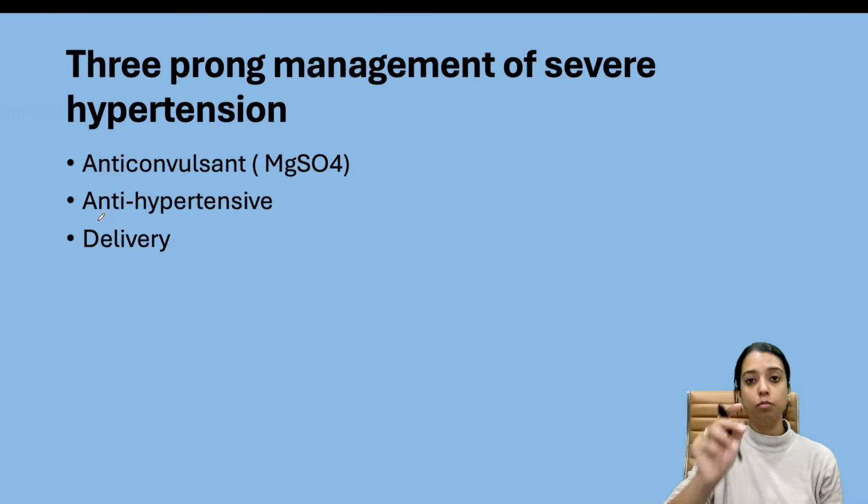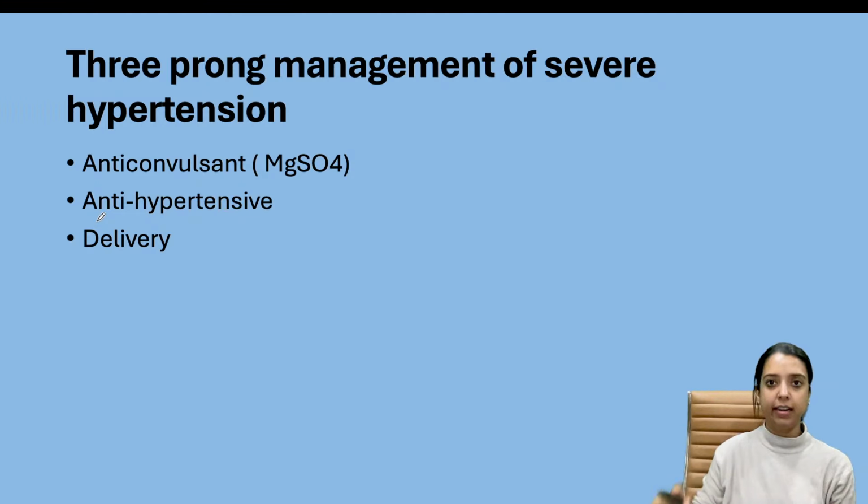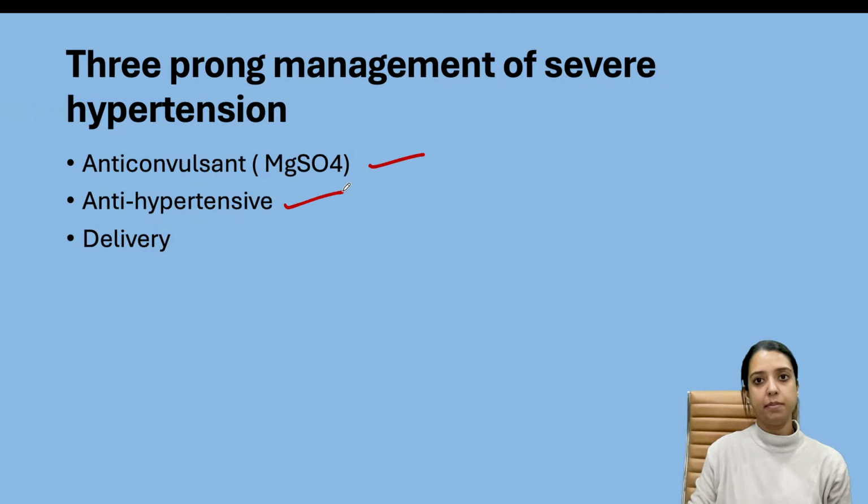If I talk about severe hypertension, do I know what is severe hypertension? I know, but management is different. In severe hypertension, I don't need just antihypertensive. I need three things. I need to give Maxilf first. Then I give antihypertensive. And then I deliver.